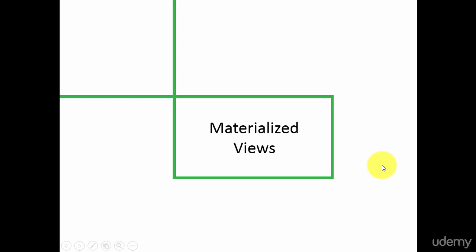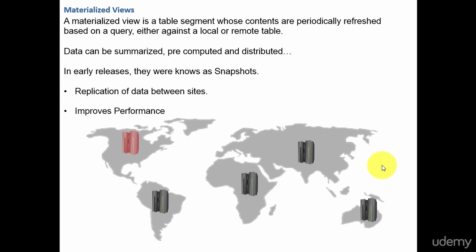In this session, let's learn about materialized views. What are materialized views? They are nothing but a table segment whose contents are periodically refreshed based on a query. We can fetch this data based on a local table or a remote table which is present somewhere in the database in some other continent. So here, using a query, we are fetching the data and creating the content for the materialized views.